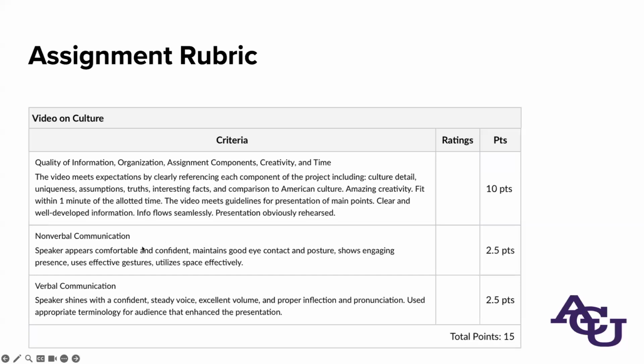Now I do want to call your attention to part of the rubric. So we have a sixth of the grade, that's 2.5 of the 15 points, going to this nonverbal communication. These are the cues that you are giving in the video about how well you know your material, that will help people pay attention to what you're saying and not be distracted by other things that you're doing.